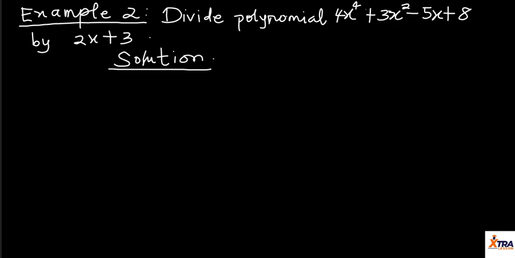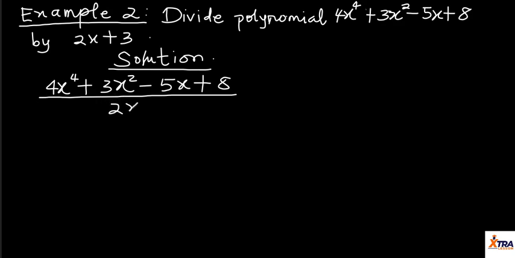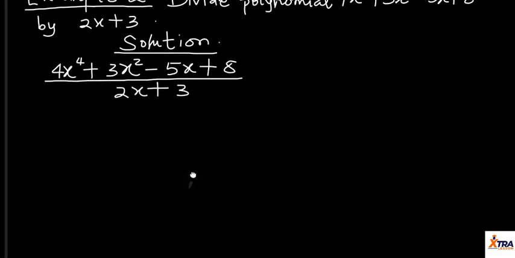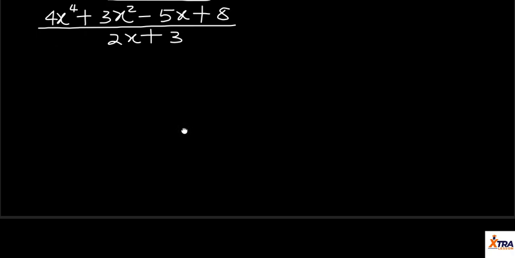Now, we have a polynomial 4x raised to the power 4 plus 3x raised to the power 2 minus 5x plus 8 that we're dividing by another polynomial 2x plus 3. And then we are asked, what is the value of this when we divide this? So the very first thing we have to do, as we all know, is to create a division table where you have your polynomial here.